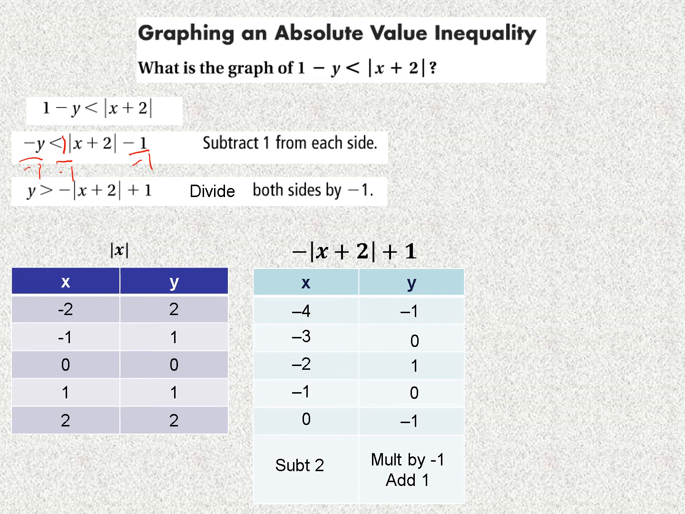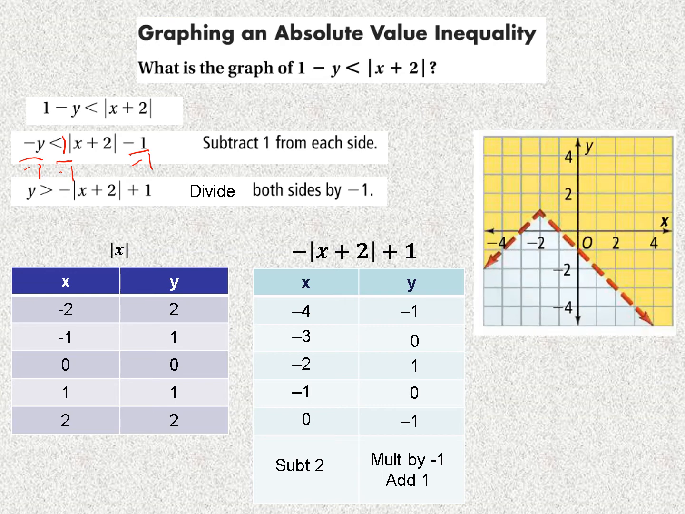Now we're ready to graph. You'll see that when we graph, we are going to use a dashed line because it's strictly greater than. And since it's also greater than, we shade above the absolute value. And that is how we determine the graph of 1 minus y is less than the absolute value of x plus 2.